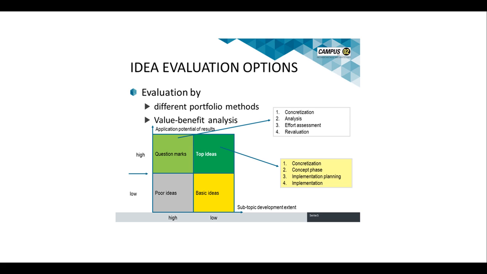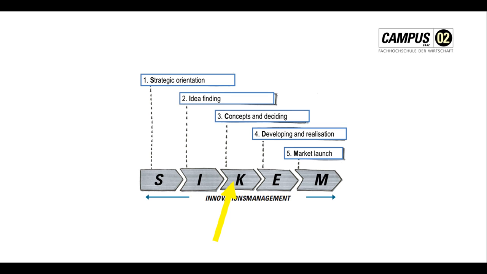If the idea has a very low development effort but a high potential, we call it a top idea. If the idea has a high development effort but also a high potential, we say this is a question mark. Maybe you can make a further project out of it. If the development effort is low but the potential is also low, these are basic ideas, maybe gap filling for other projects. If we have a high effort and a low potential, we call them poor ideas. We will normally not follow up on them. Out of our top ideas, or even the question mark ideas, we can now decide which one we want to take into a further concept phase.